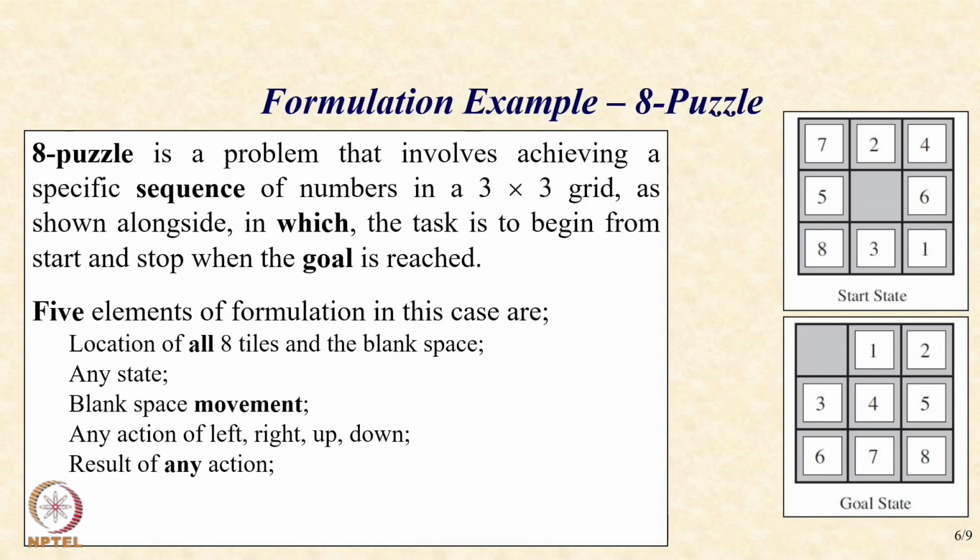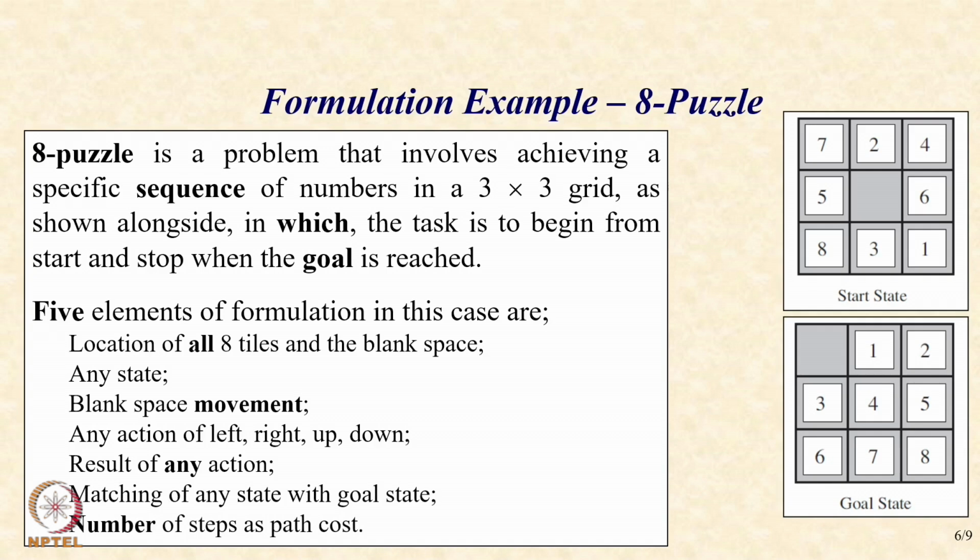The result of any action, which means the moment I move a tile, is a change in the location of all the tiles, and that becomes the result of any action. Matching of any state with the goal state means that anytime I make a move, I check my current state with the goal state and see whether I have reached the goal or not. And the number of steps taken to reach the goal state becomes my path cost.